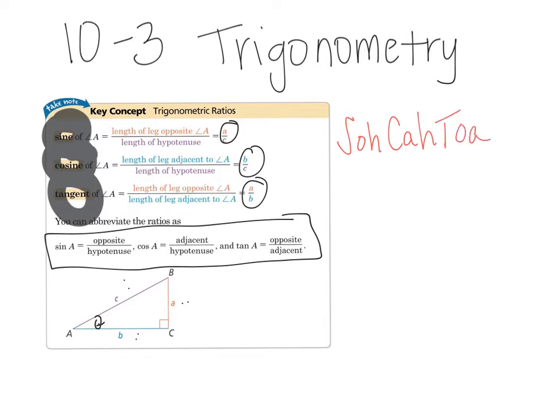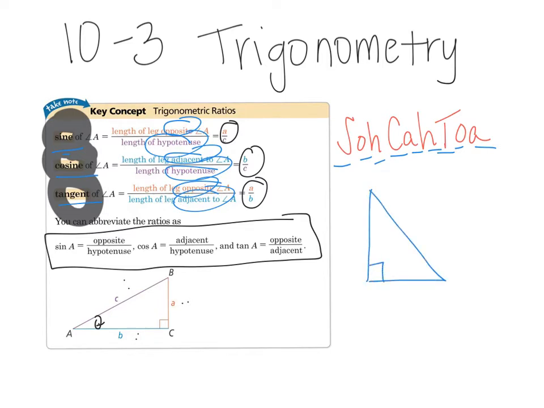SOHCAHTOA is an acronym, so S stands for sine, C stands for cosine, T stands for tangent, O is opposite, H is hypotenuse, A is adjacent, H is hypotenuse, O opposite, A adjacent. So SOHCAHTOA is basically something that you can remember, and on your test or on your assignment, you can just write SOHCAHTOA, and it will be basically a tool to use for any kind of question related to trig.